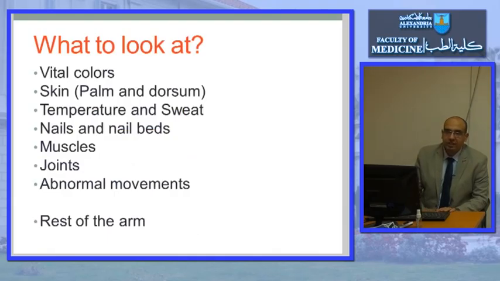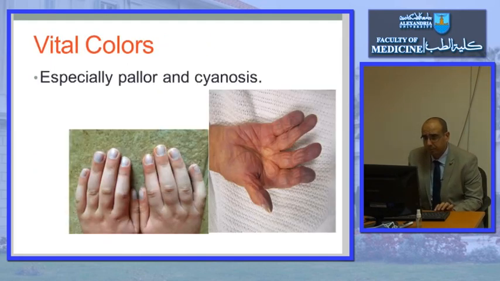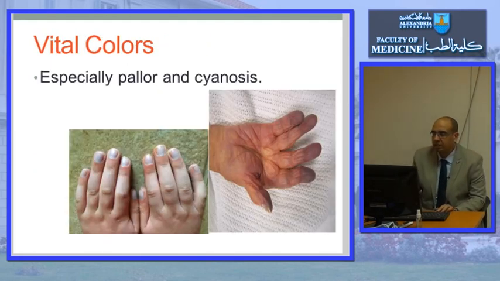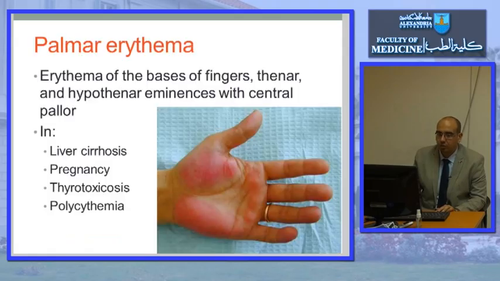To comment for hand examination, we should comment on the vital colors for the palm and dorsum of the hand, temperature, nails and nail beds, muscles, joints, abnormal movement, and rest of the arm. Vital colors, as we see, we especially look for pallor and cyanosis.